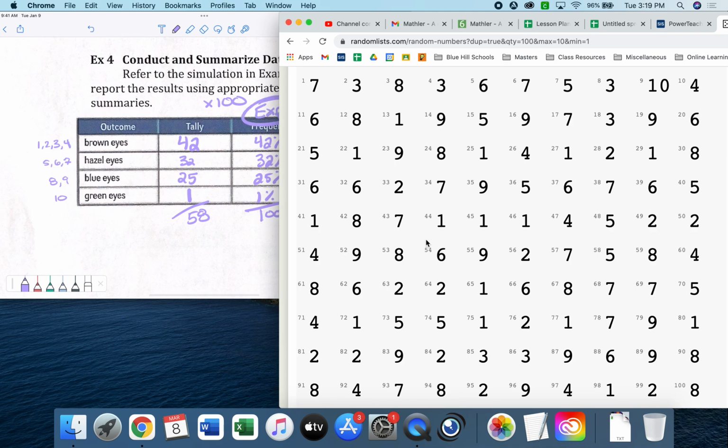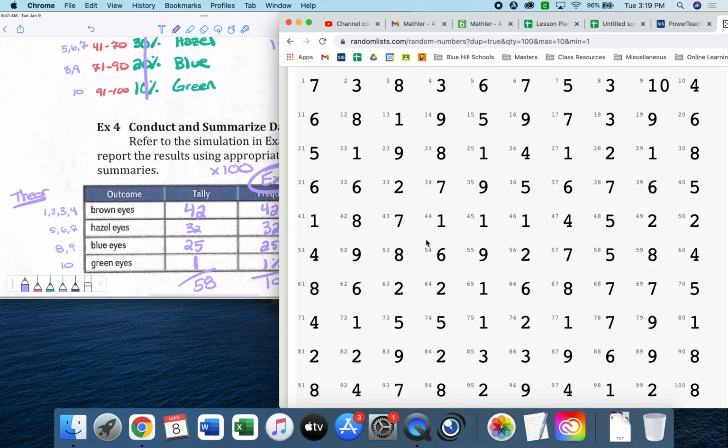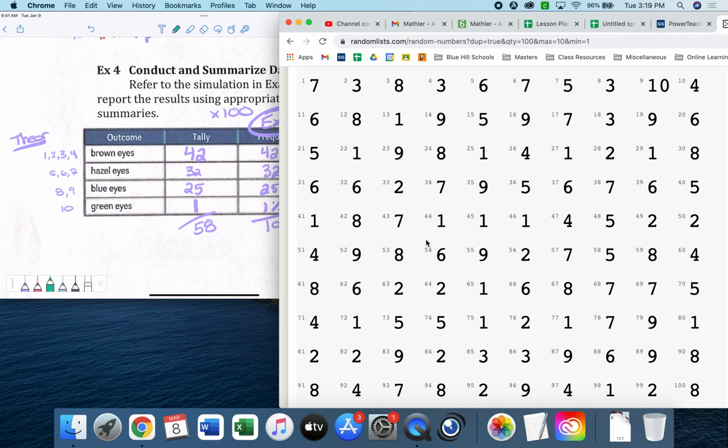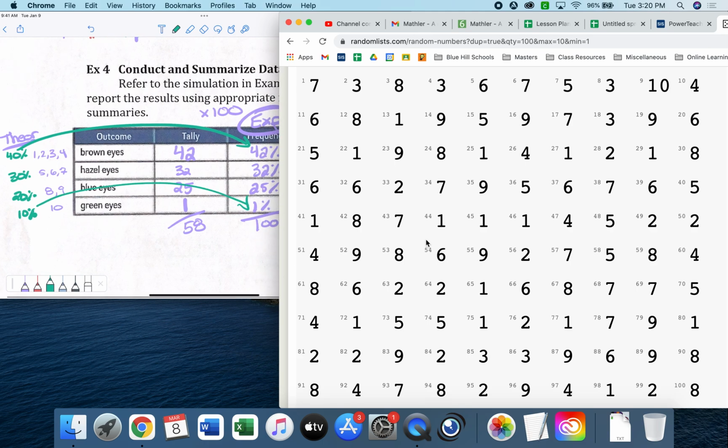Okay? Now, our theoretical probability. What percent was supposed to be brown eyes? 40%. We actually got 42. What percent was supposed to be hazel? 30. We actually got 32. What percent was supposed to be blue? 20. We actually got 25. What percent was supposed to be green? 10. Which one were we the most off by? The green, we only got 1%, right? But that just goes to show you sometimes it won't end up being that way, all right?